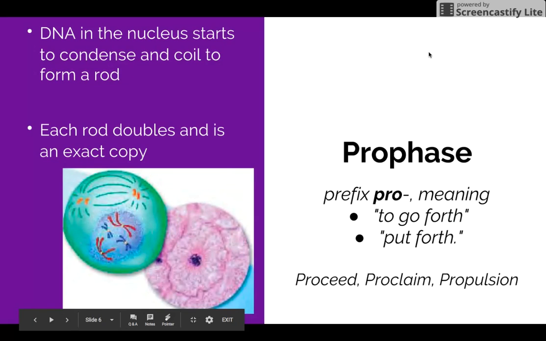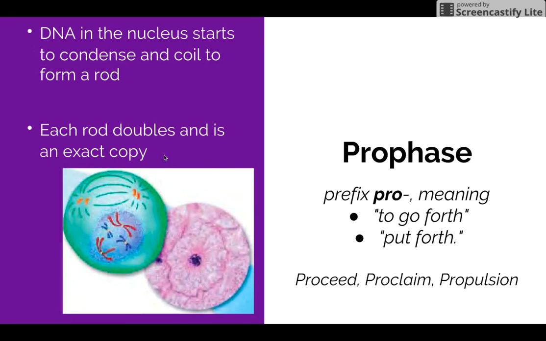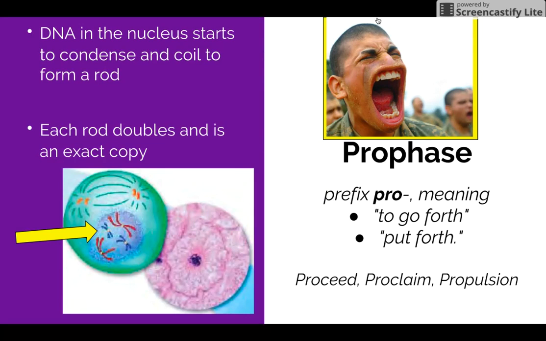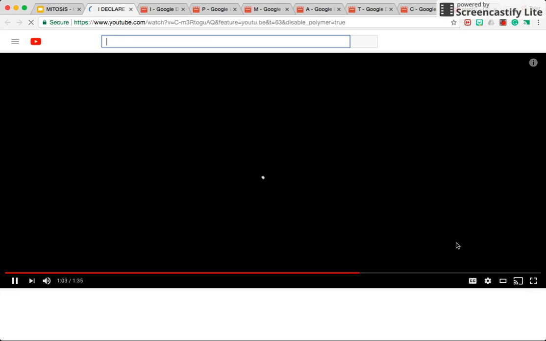So prophase, meaning to go forth, proclaim. It's going forward with the cell division. Each rod is doubling, is making a copy. It's just preparing, going forward. So if I go forward and proclaim something, I'm telling somebody something. So here's a video clip, and here's a picture or two of somebody proclaiming something. So let's take a look. This is a great classic example of someone proclaiming something to a crowd.